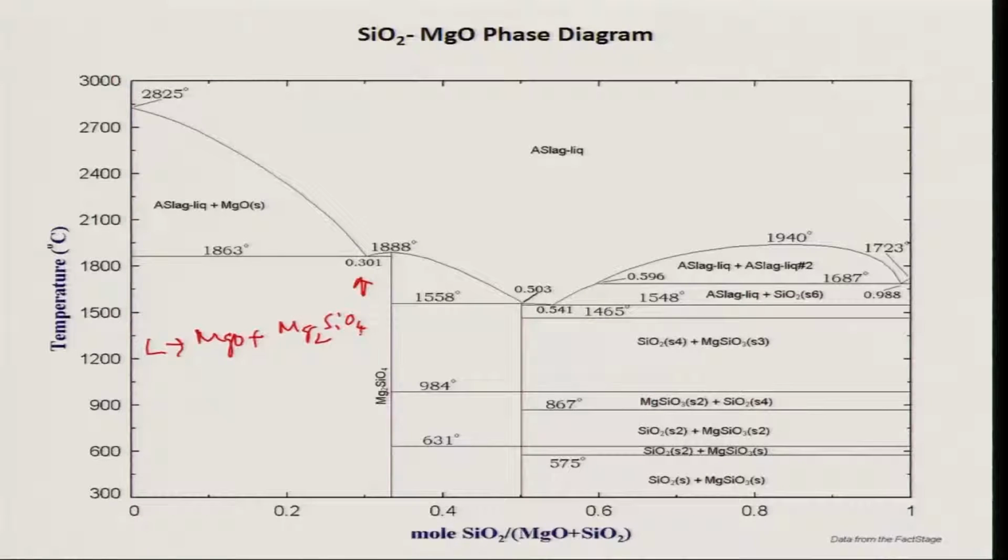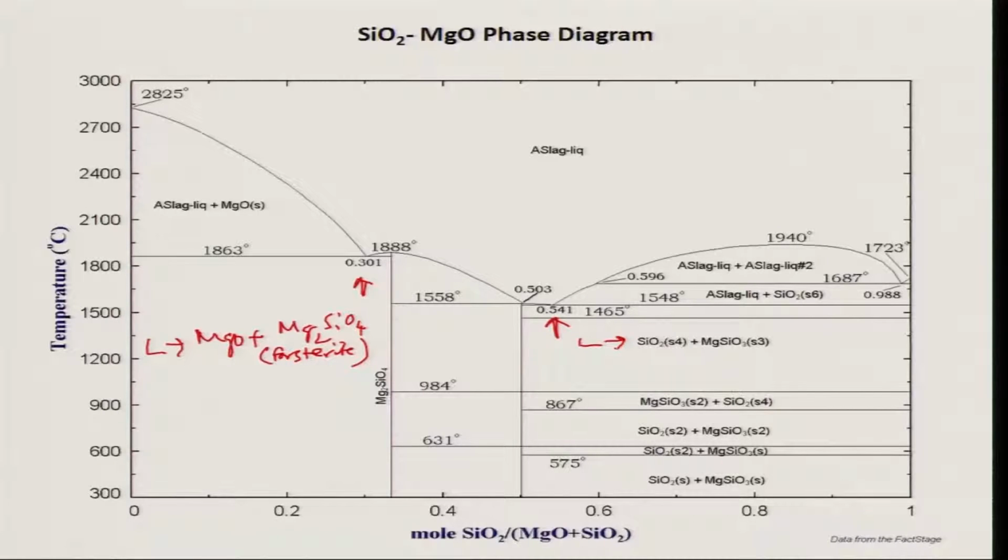Remember, there are many silicates that exist. One of the silicates is olivine, other one is forsterite, cordierite, and this is known as forsterite. Correct. And then we have another eutectic reaction taking place on this side. This is the eutectic reaction, between silicon dioxide plus magnesium silicate MgSiO3 actually.